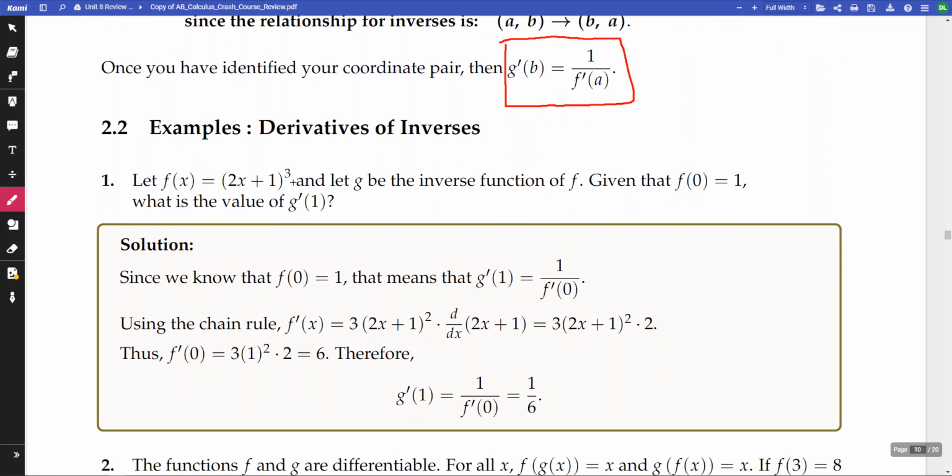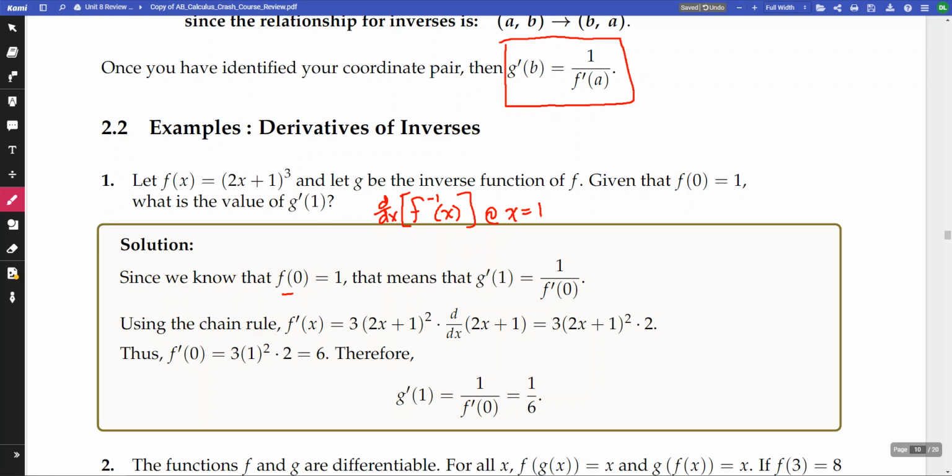So f of x is (2x plus 1) to the third power, and g is the inverse. f of 0 is 1. What is the value of the derivative of g at 1? So in other words, this notation makes it look a little bit stranger, that we'd be saying, hey, I want the value of the derivative of the inverse of f at x equals 1. Well, much easier to just write g prime of 1.